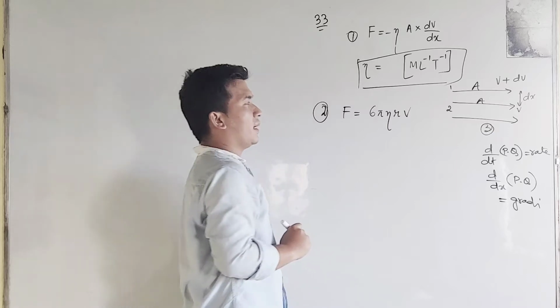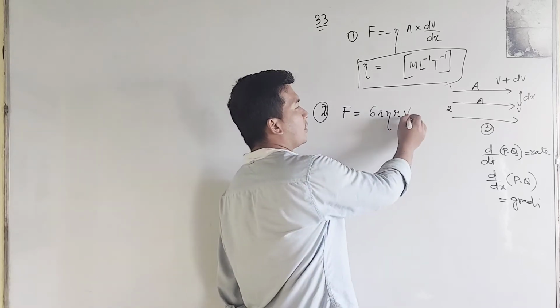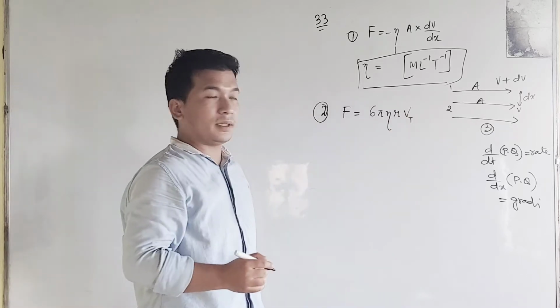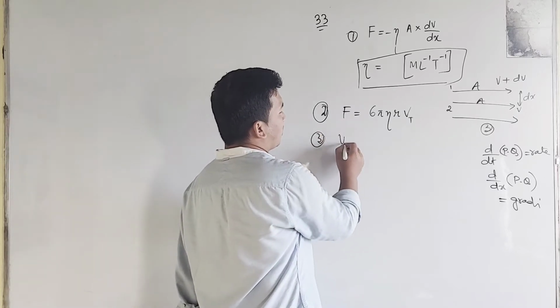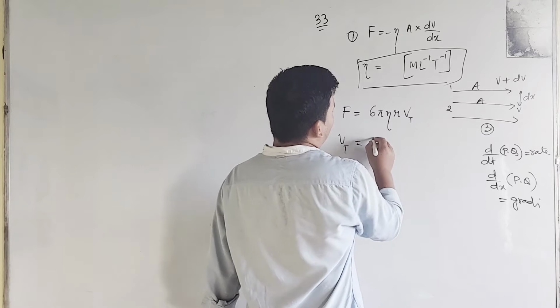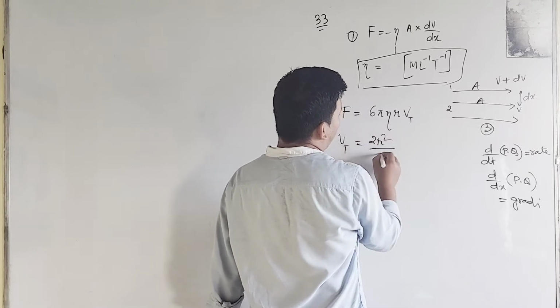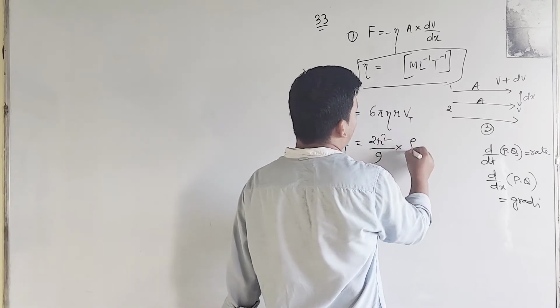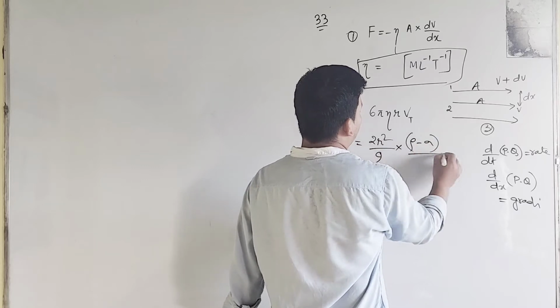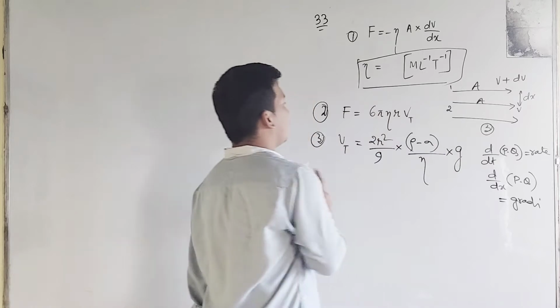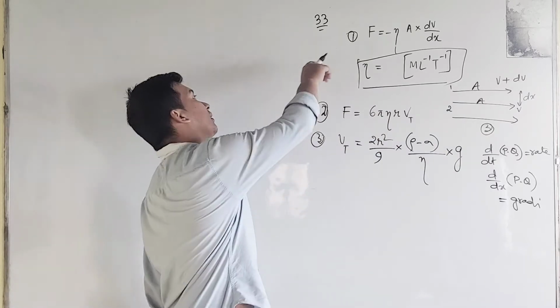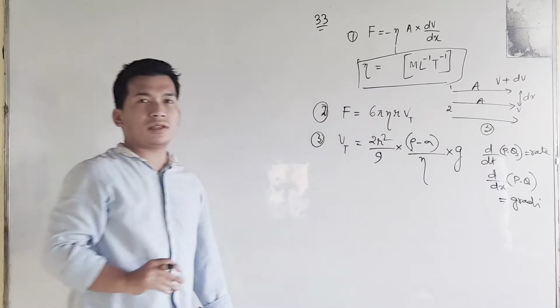This is known as the terminal velocity Vt. Next, formula number 3: terminal velocity Vt is equal to 2r square divided by 9 into rho minus sigma, divided by coefficient eta, into g. So we have these 3 different equations.